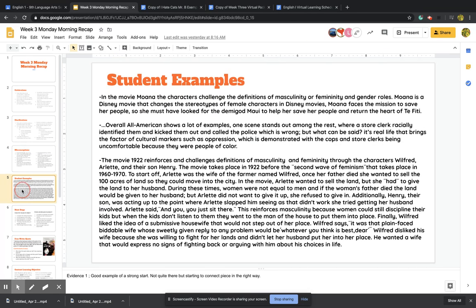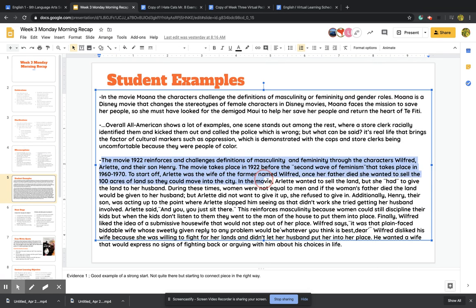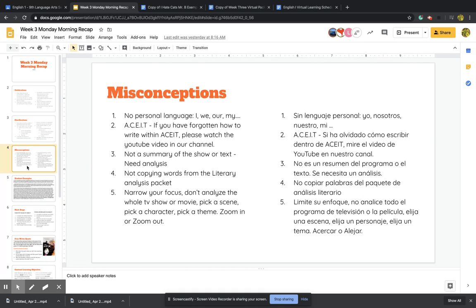Okay. So here's an example. The first many sentences, throughout the entire paragraph here, this person doesn't use the word I. Neither does this writer, nor this one. This person could have said, "I watched the movie Moana. In Moana, the characters challenge the definitions of blah, blah, blah." Or "She is a Disney movie character. I like that." So there are opportunities where you could be personal, but remember, we're trying to be as impersonal as possible. Okay, so let's go back to the misconceptions.